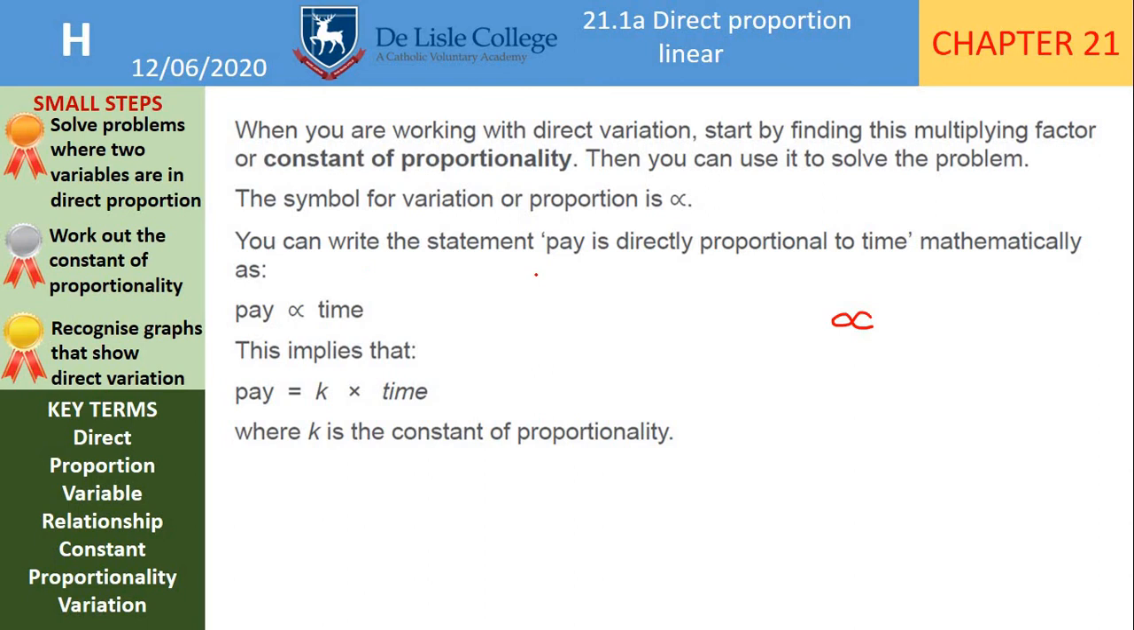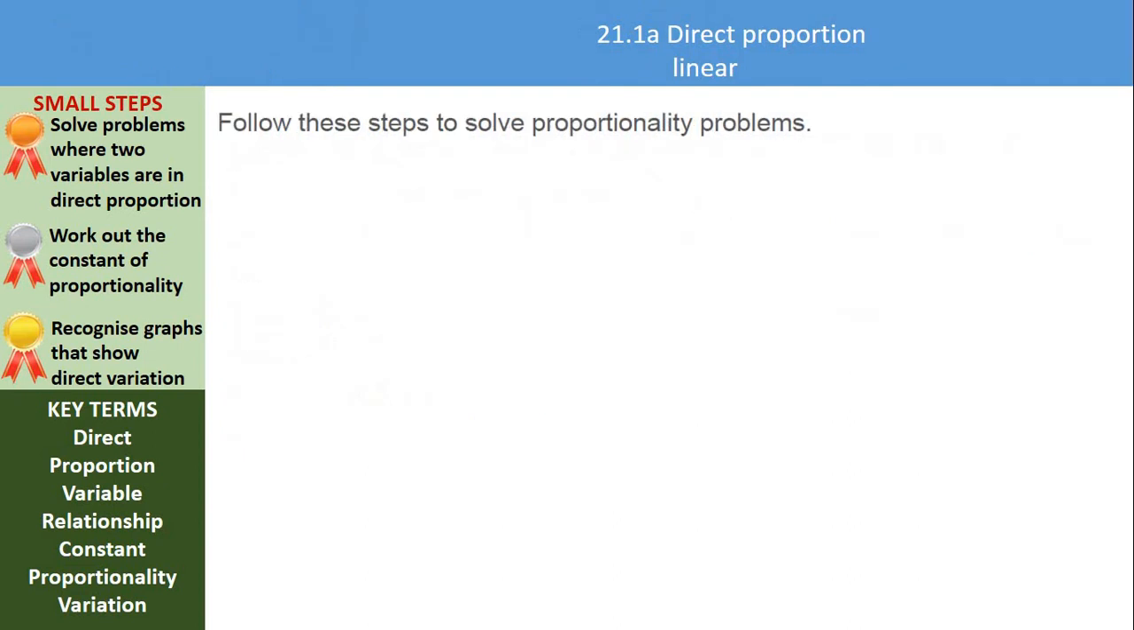You can write the statement "pay is directly proportional to time" mathematically as pay, proportional symbol, time. This implies that pay is a constant K multiplied by the time that you spend working. So K is the constant of proportionality. Let's look through some worked examples together.